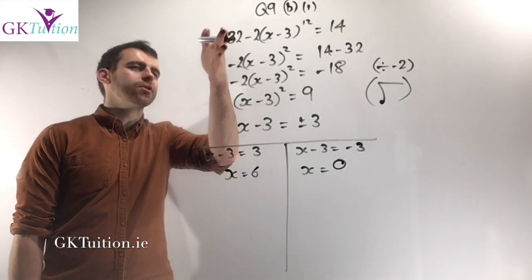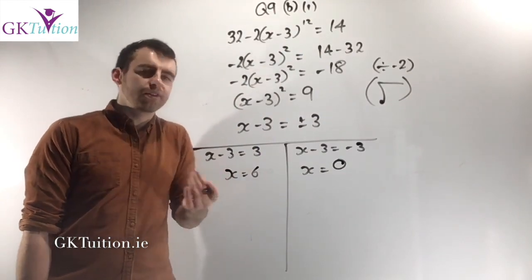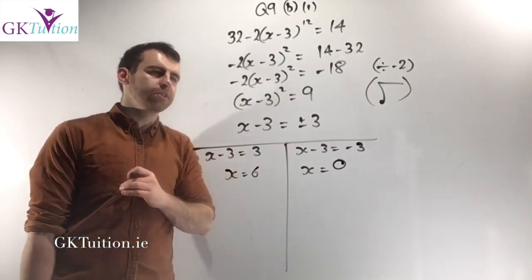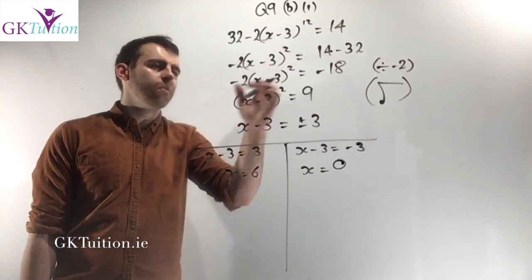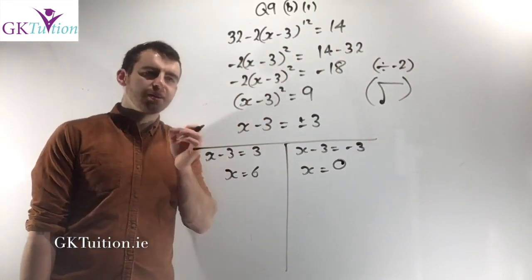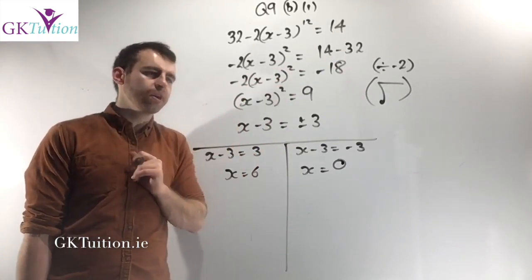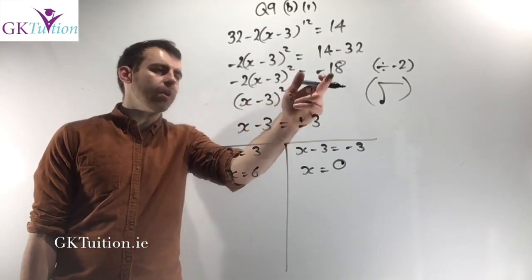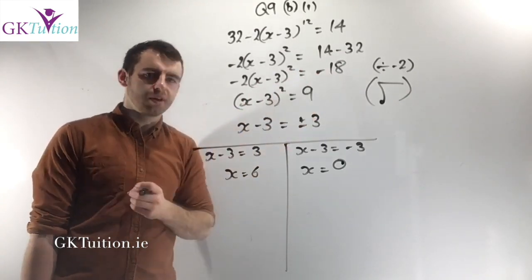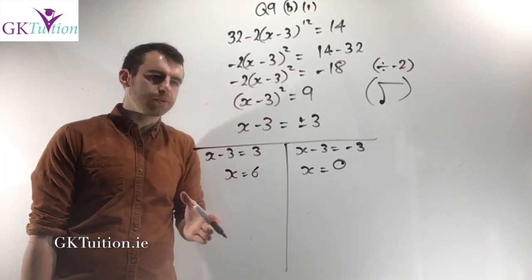Okay, so I have my function, I let it equal 14. What I decided to do next was to subtract 32 from both sides to get rid of the 32. And I got minus 2 times (x minus 3) squared is equal to minus 18. I then decided to isolate the (x minus 3) squared, so I divided both sides by minus 2. On the left I get (x minus 3) squared, and on the right minus 18 divided by minus 2 is 9. Now in order to eliminate this squared, I got the square root of both sides.